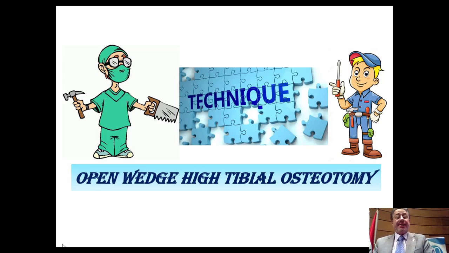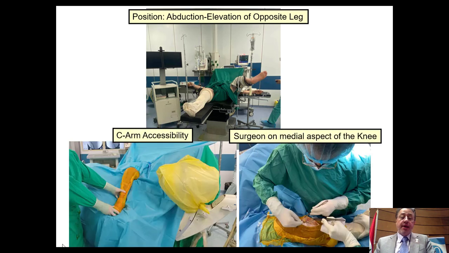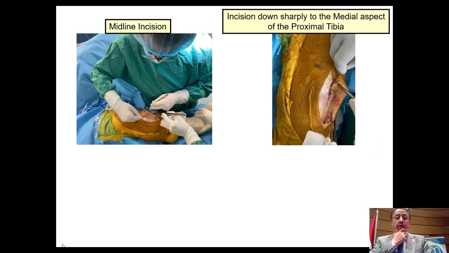So, what is the technique that I have been using for more than 25 years now for the open wedge high tibial osteotomy? The patient is in a supine position with an abduction elevation of the opposite leg, and this will allow the surgeon to be on the medial side of the knee to perform the osteotomy on the medial side. And we should check for the C-arm accessibility before the surgery on AP and on the lateral view.